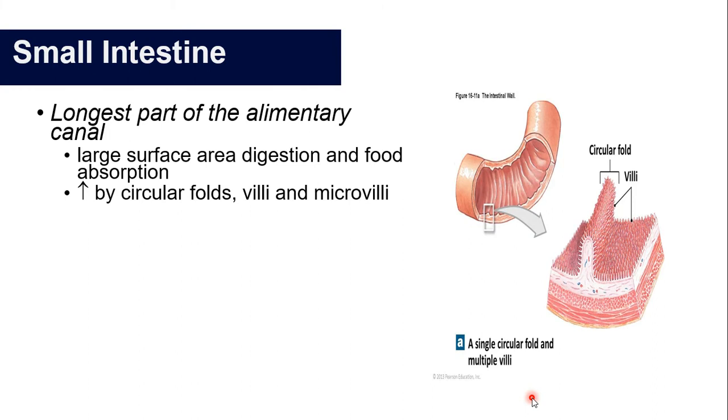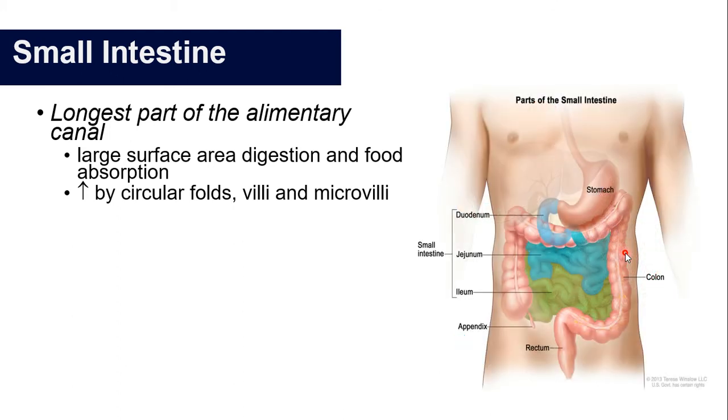Now, the length of our small intestine provides a large surface area for digestion and absorption, and that area is further increased by the circular folds, the villi, and then the microvilli. As you can see here in the picture, we have the circular folds in the small intestine, and then the villi. Okay, so again, our small intestine is divided into three parts. We have the duodenum, the jejunum, and the ileum.